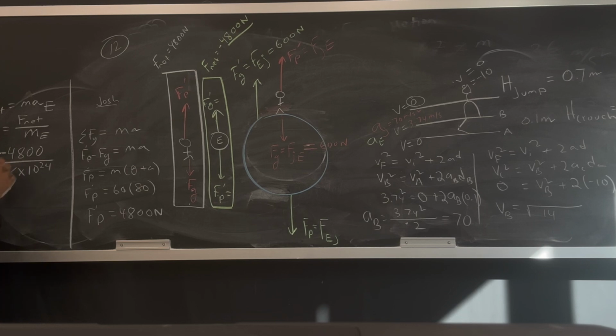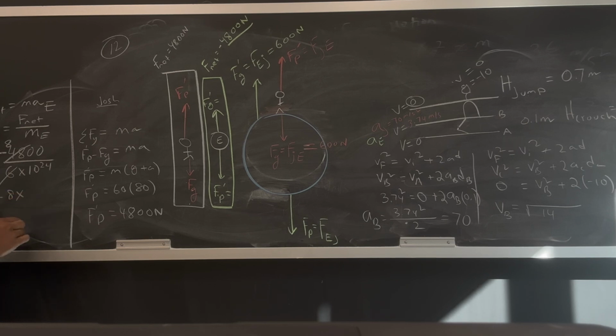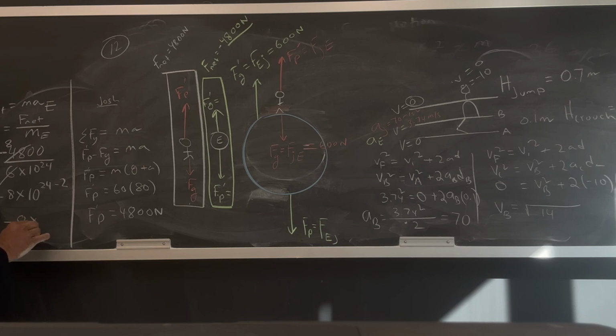6 goes to 48, 8 times. So acceleration of the earth is negative 8 times 10 raised to 24 minus 2. Acceleration of earth is negative 8 times 10 raised to negative 22 Newton.